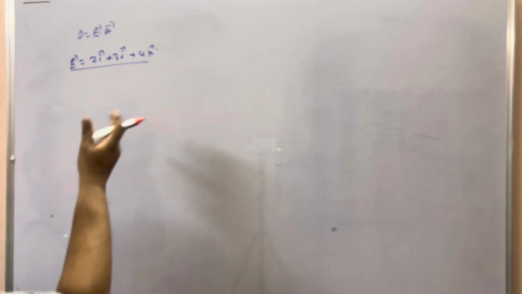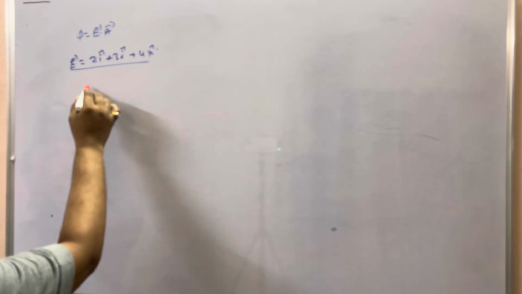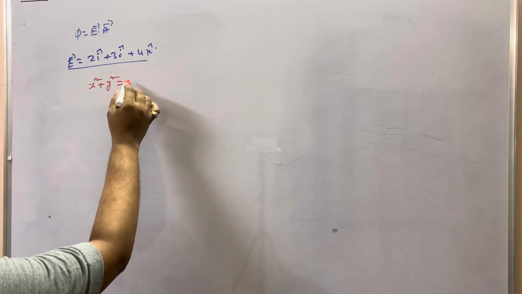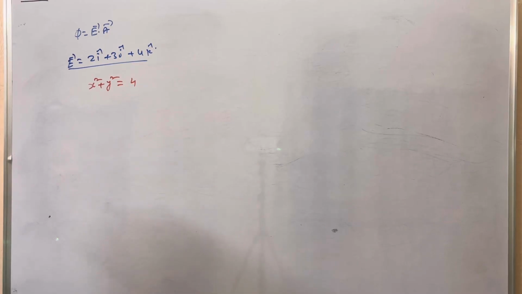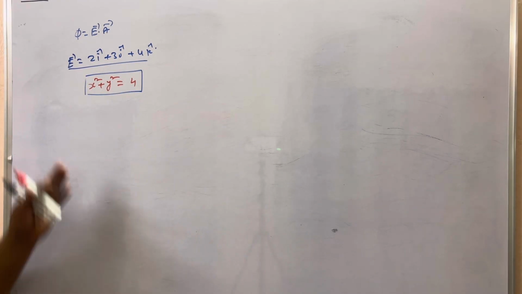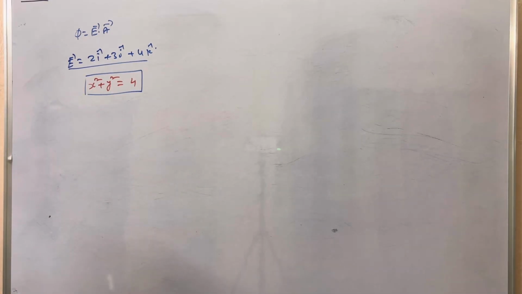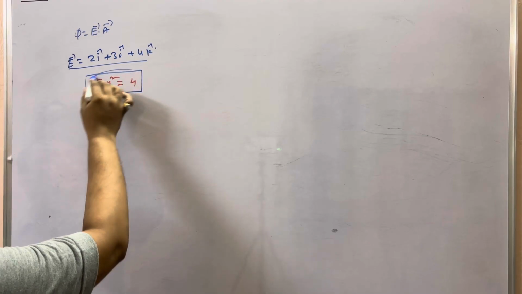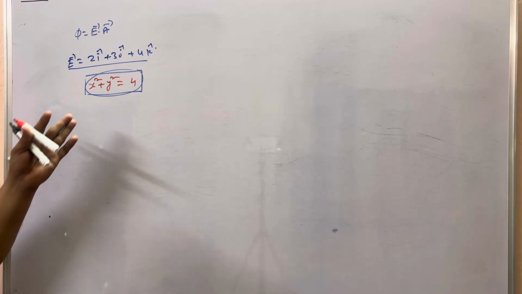How will they give it? This electric field is passing through a curve. That curve is nothing but x square plus y square equal to 4, or x square plus y square equal to 1, 9, like that they are going to ask. So how much flux is passing through the curve x square plus y square equal to 4? This is only the formula, but what is the area of this curve?